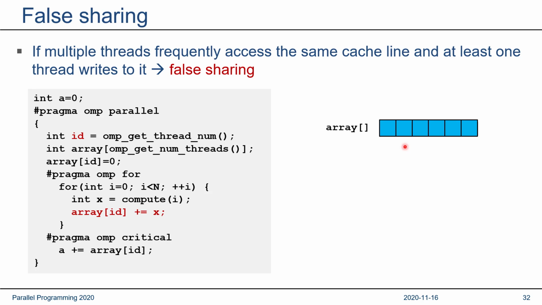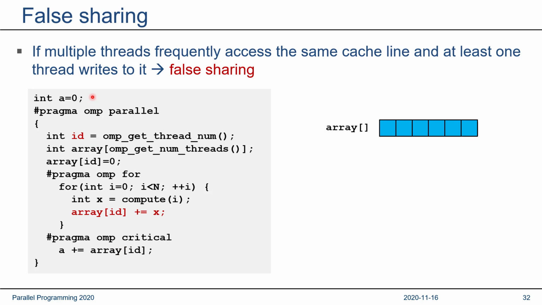The problem with cache lines and shared memory programming appears if multiple threads frequently access the same cache line, and at least one of those threads writes to it. And this is what we call false sharing. In this example, we have an array, and this array is updated. Now, this is very typical for beginners' OpenMP code.